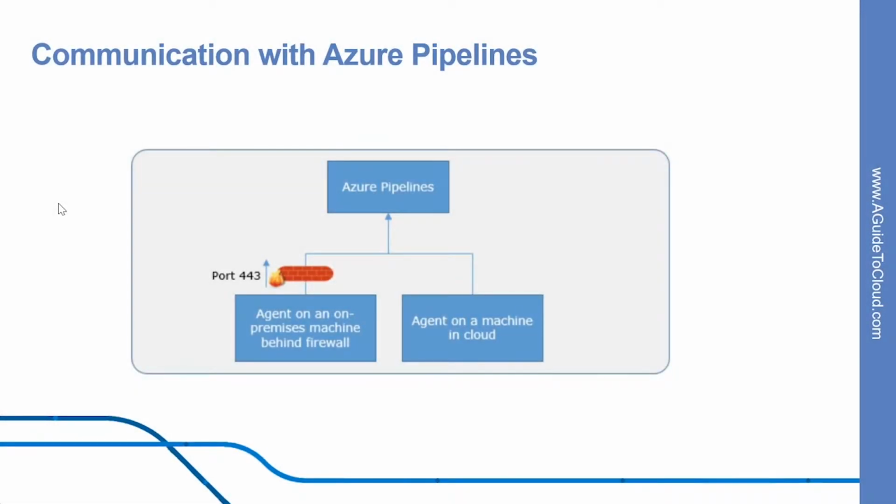Let's start with understanding the communication with Azure Pipelines. The agent communicates with Azure Pipelines to determine which job it needs to run and to report the logs and job status. This communication is always initiated by the agent. All the messages from the agent to Azure Pipelines are over HTTPS. Depending on how you configure the agent, the pull model allows the agent to be configured in different topologies as shown in this example here.